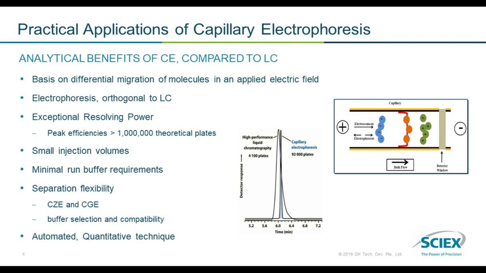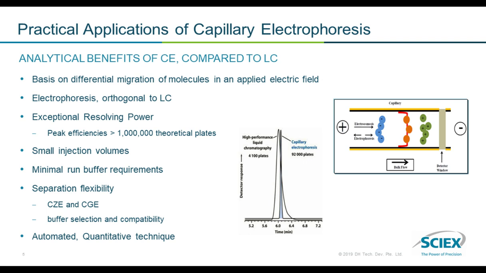Okay, so let's talk about analytical benefits of CE compared to LC. In CE, there is differential migration of molecules in an applied electric field. It's electrophoresis, which is orthogonal to LC. It's not a replacement of LC. In CE, you have exceptional resolving power and peak efficiencies. You can get more than 1 million theoretical plates.